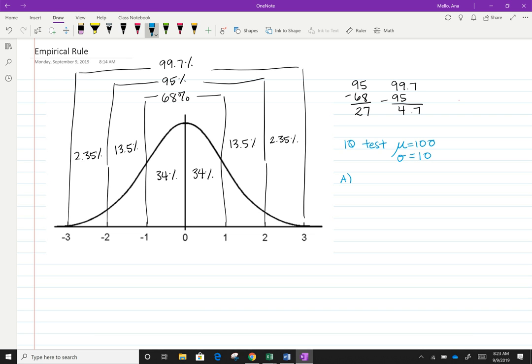What is the percentage of IQ scores between 70 to 130? What is the percentage of people who have less than 90 and greater than 110? And then finally, what is the percentage of people who have a score greater than 110?